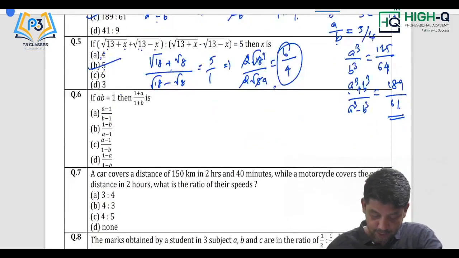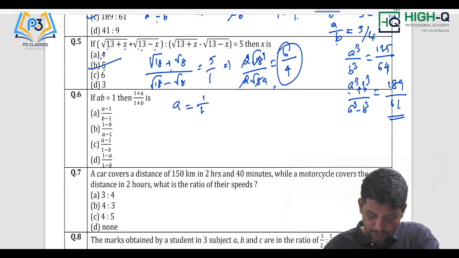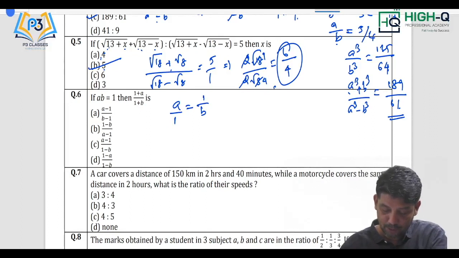Okay. Next one. ab is equal to 1. Then 1 plus a by 1 plus b is equal to... such a simple sum, my dear. Can we say, my dear, a is equal to 1 by b? Is that right? So I can write it as a by 1 is equal to 1 by b. Can we make it or not, my dear? Yes, this way we can make it.